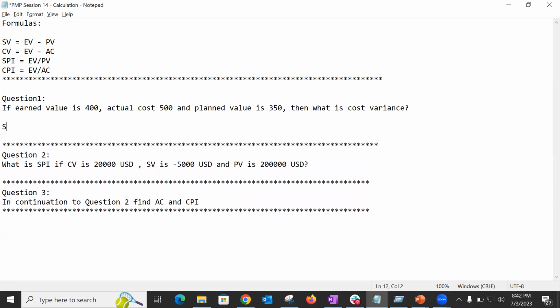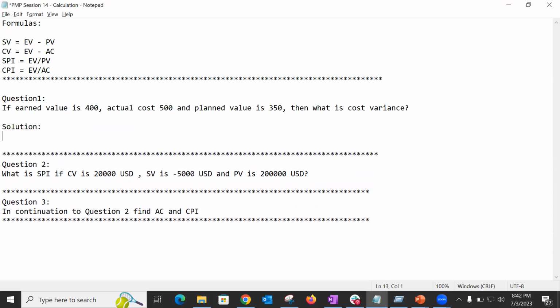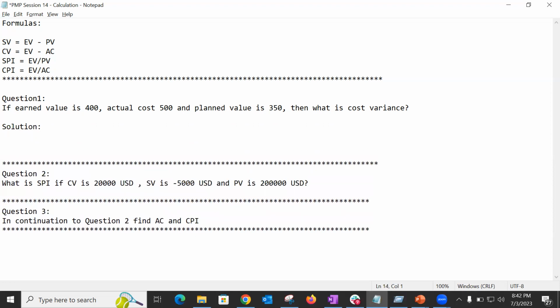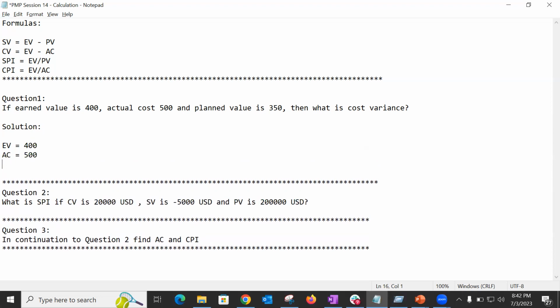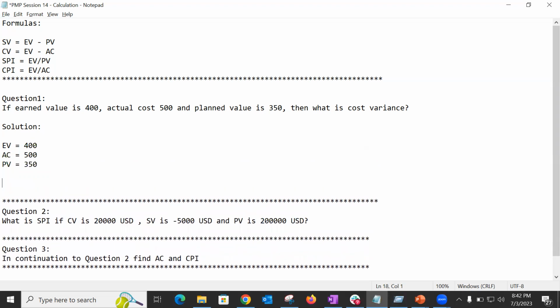Question one, let me try to solve it. If earned value is 400, actual cost is 500, and planned value is 350, then what is the cost variance? So it's telling us earned value is 400, actual cost is 500, and planned value is 350, right? So what is the cost variance?